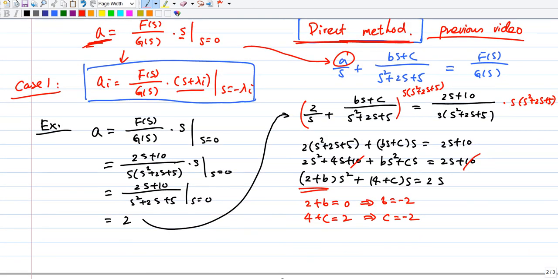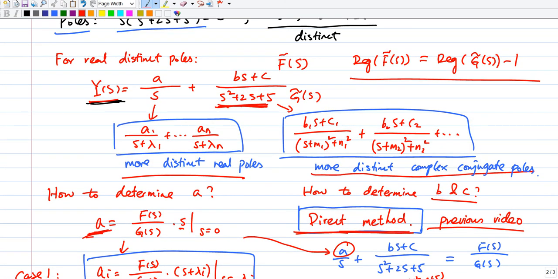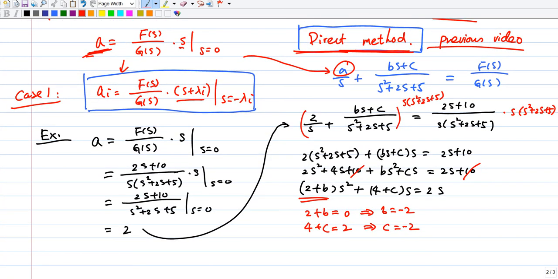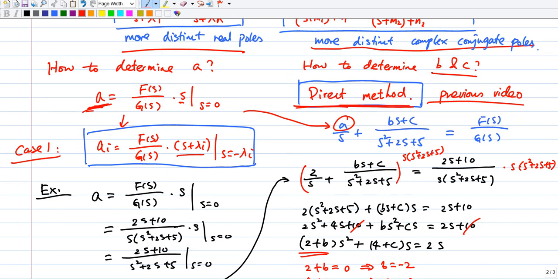Okay, so for the A, as I mentioned before, we only have one term over here because I only have one real pole. So you can see A is given by F(s)/G(s) times s, when s is equal to 0. So without following all the computation, you figure out A is just equal to 2. Once you figure out that A is 2, use the direct method, which is 2 divided by s plus (Bs plus C) divided by s squared plus 2s plus 5. I keep this B and C; I don't know what the values are.